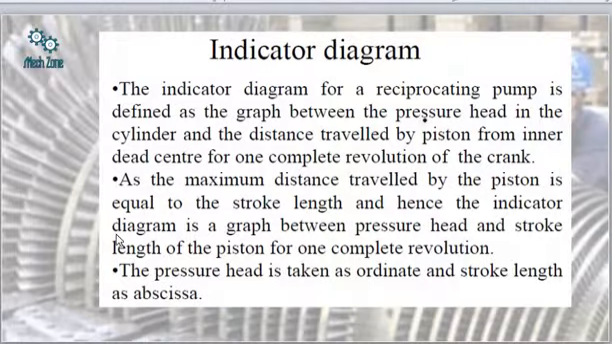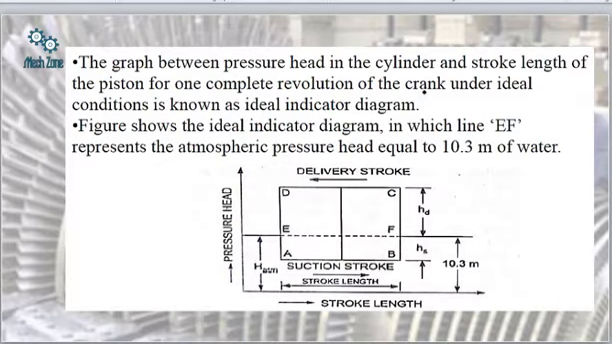Now we come to an important topic, that is the indicator diagram. The indicator diagram for a reciprocating pump is the graph drawn between the pressure head and the distance traveled by the piston from the inner to the outer dead center for one complete rotation of the crank. As the maximum distance traveled by the piston is equal to the stroke length, the graph between the pressure head and the stroke length of the piston for one complete revolution is drawn. The pressure head is taken as the ordinate, that means on the y-axis, and the stroke length is taken on the x-axis. If we see the diagram, the pressure head is on the y-axis and the stroke length is on the x-axis.